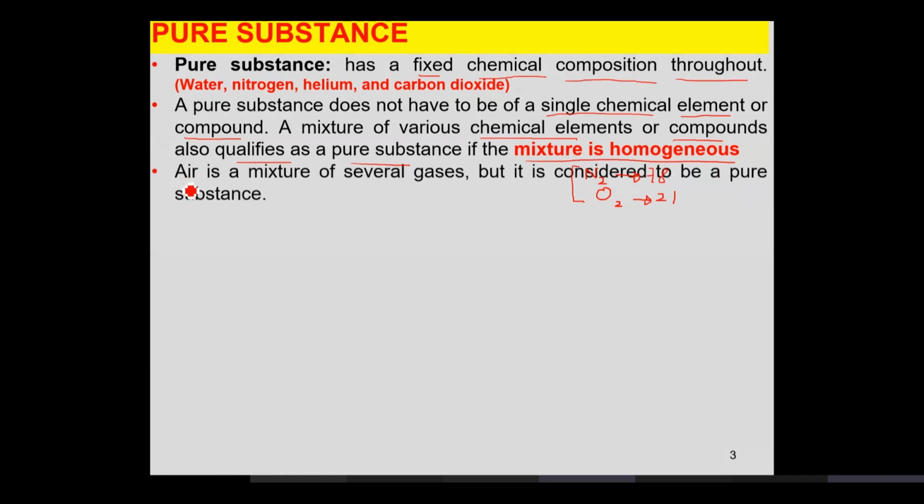As it says, air, which is a mixture of several gases, is considered to be a pure substance. Why? Because the mixture is homogeneous. Homogeneous means whether you take the sample from this room or some other room, or from wherever you want, the ratio of nitrogen to oxygen would be the same, or the composition of the components in the air would remain the same.